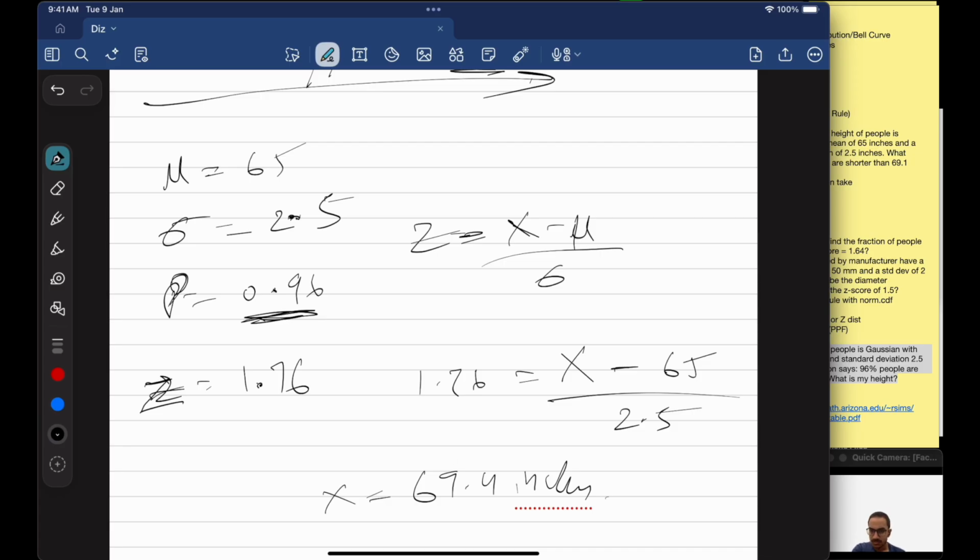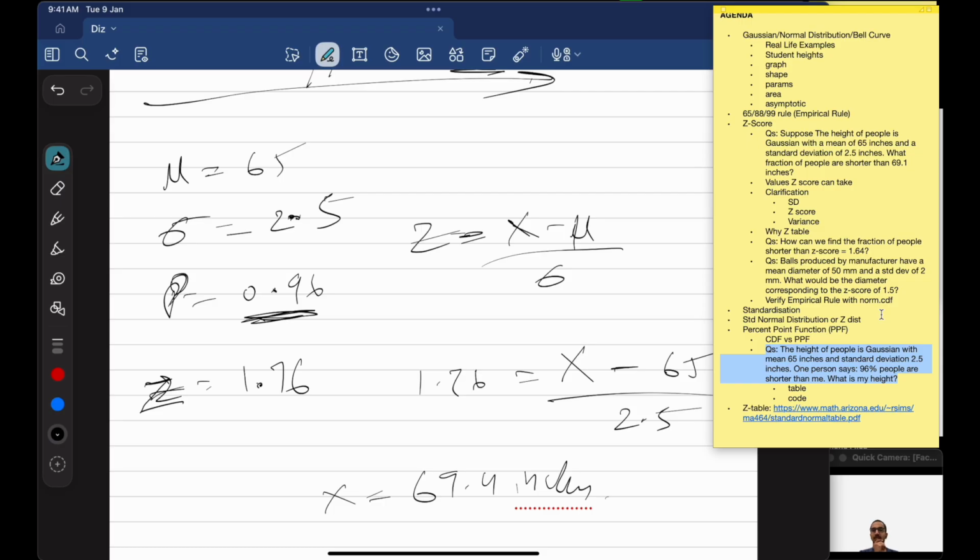So that is all there is to normal distribution. I don't think I missed anything, but if I missed something, I'll probably cover it in the next class anyway. So yeah, I hope that was clear, and I'll see you in the next one.